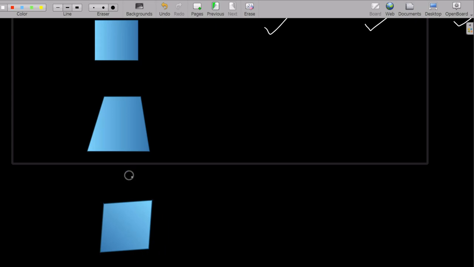Rhombus is a parallelogram in which all four sides are congruent. So this, this, this, they are all congruent, but they're slanted. So first the diagonals.